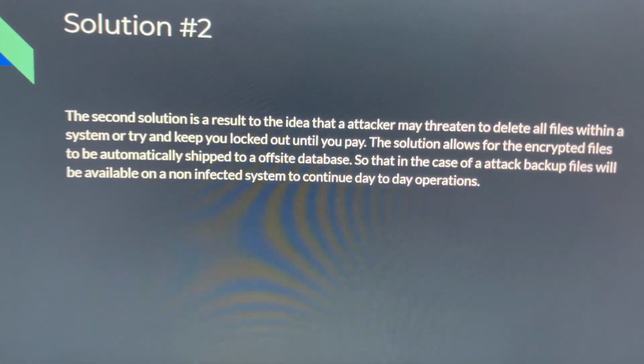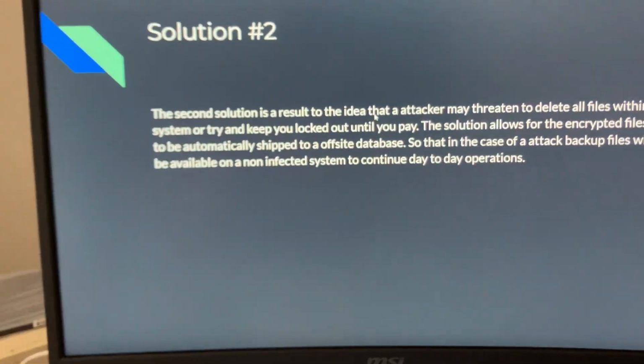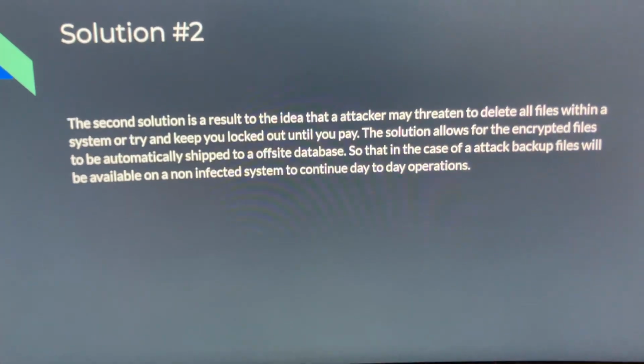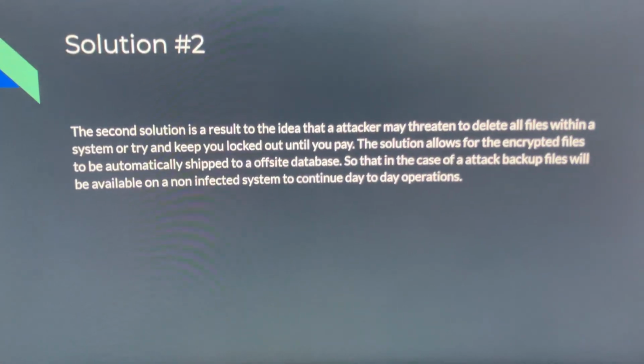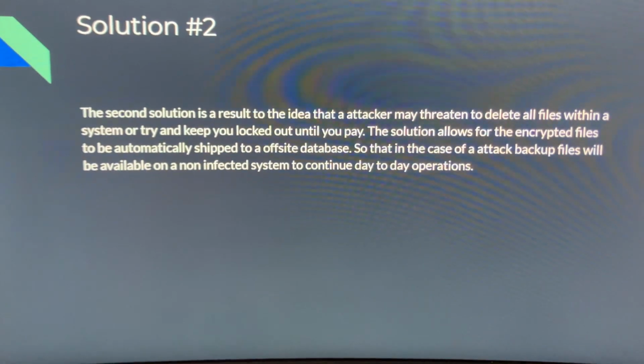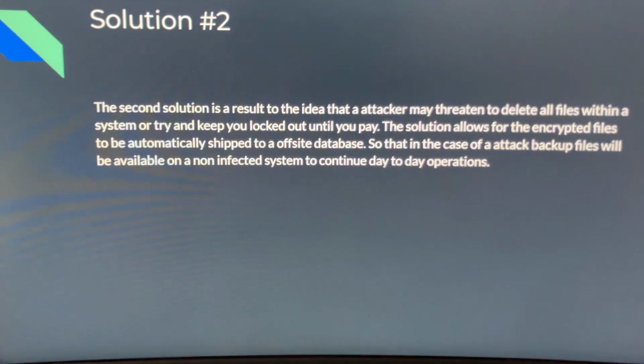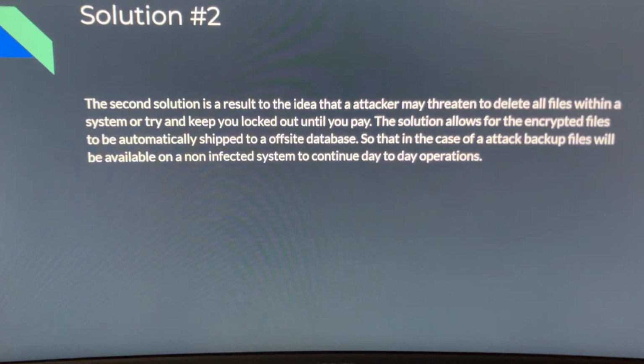And for solution number two, basically, those same encrypted files are automatically shipped to an offsite database, so basically a system that's not connected to the active internet, because once they gain access to the network, they have free rein over anything that's connected to that database.